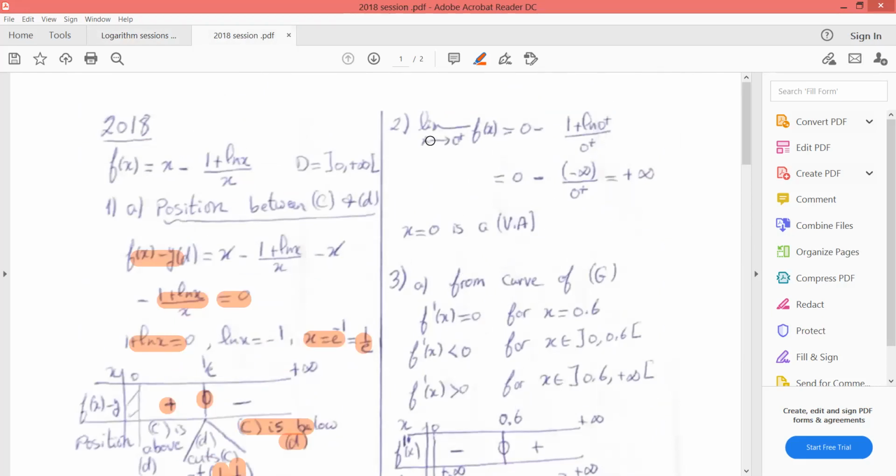So limit as x tends to 0 plus of f(x). We replace each x by 0: 0 minus 1 plus ln 0 plus over 0 plus equals 0 minus ln 0, which is minus infinity. Minus infinity over 0 plus is minus infinity, times minus, we get plus infinity. Then we say that the line x equals 0 is a vertical asymptote.